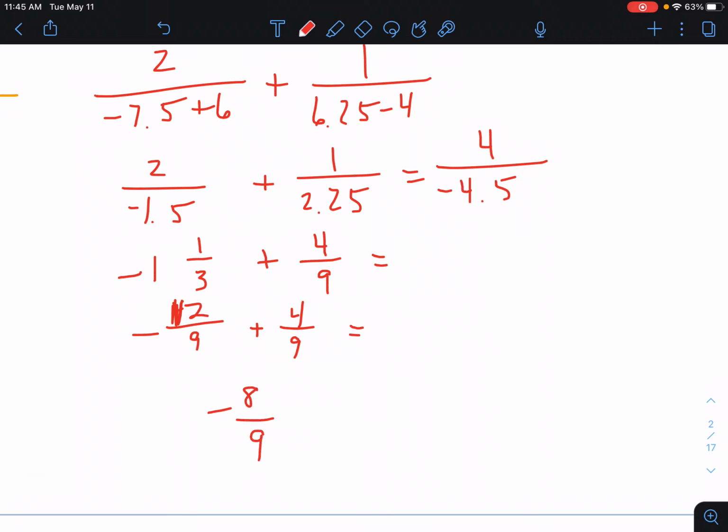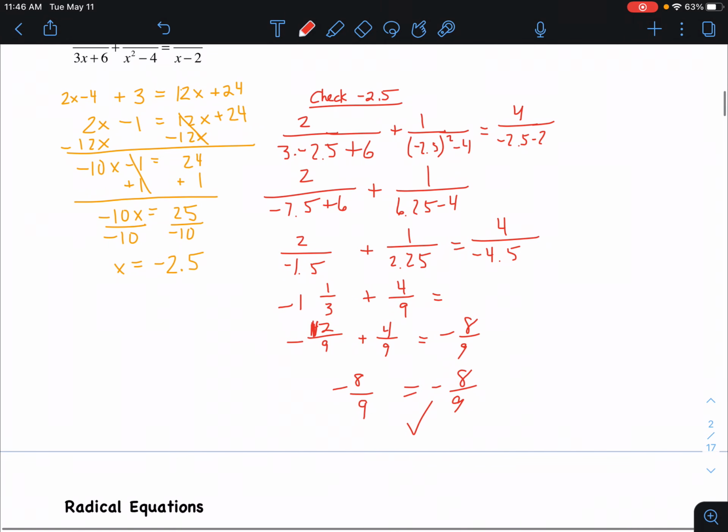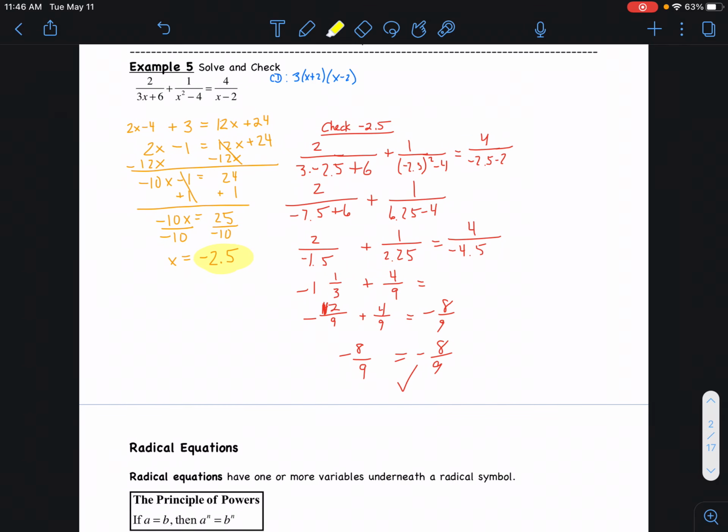So then the 4 divided by -4.5, that is -8/9. So yeah, it's a little tedious if you don't have a calculator, so make sure you have one handy for the check. So that means we're good. That means -2.5 is 100% our answer.